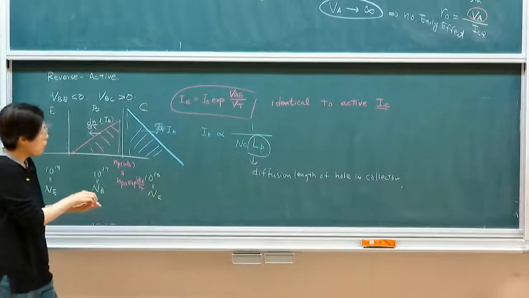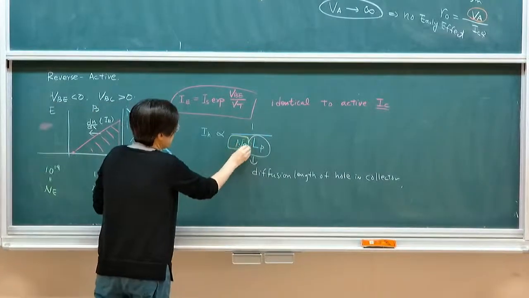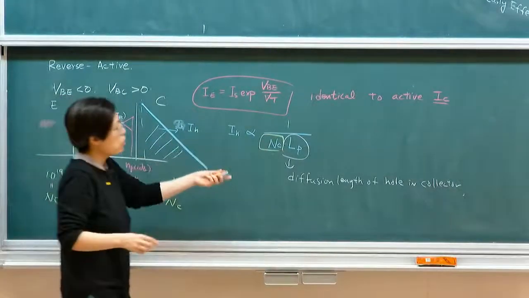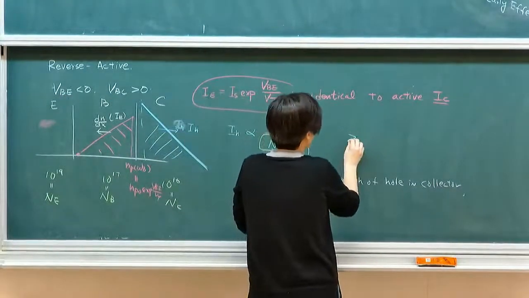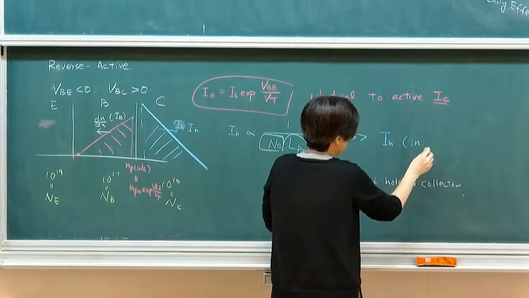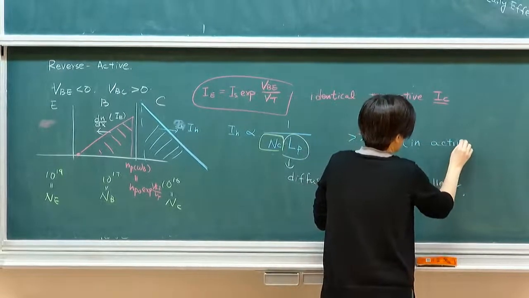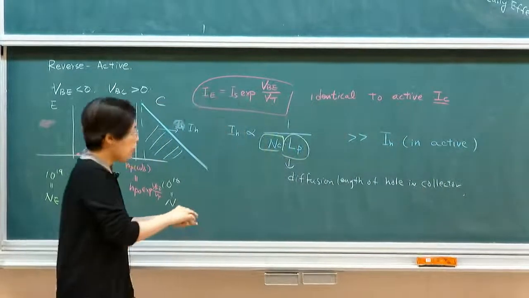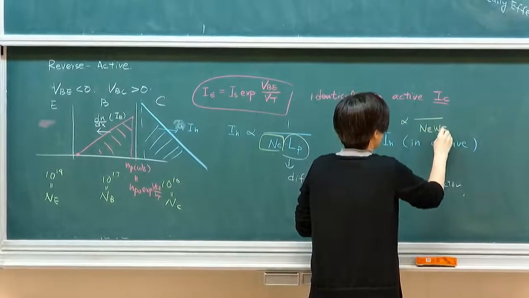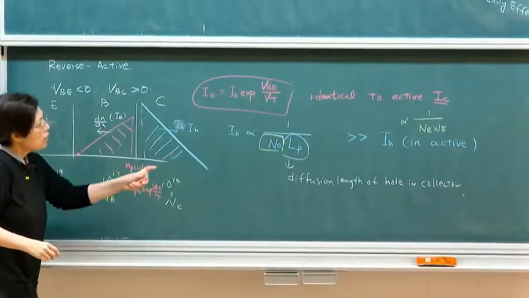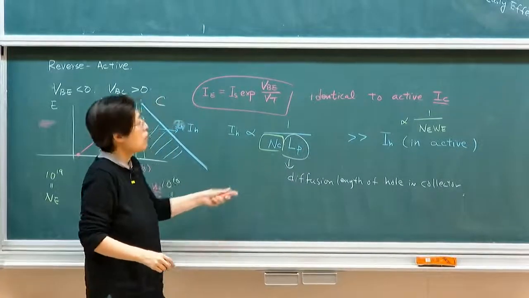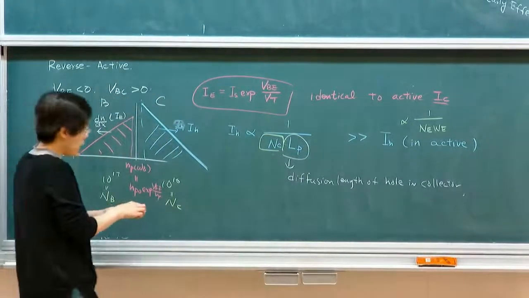What one of the key important things is this: because we have a very lightly doped collector, your IH will be much, much larger than IH in active. Remember, the IH in active is inversely proportional to NC. Remember our exercise, right? So this will be much, much larger because the collector is lightly doped. Therefore, you would have very poor beta.